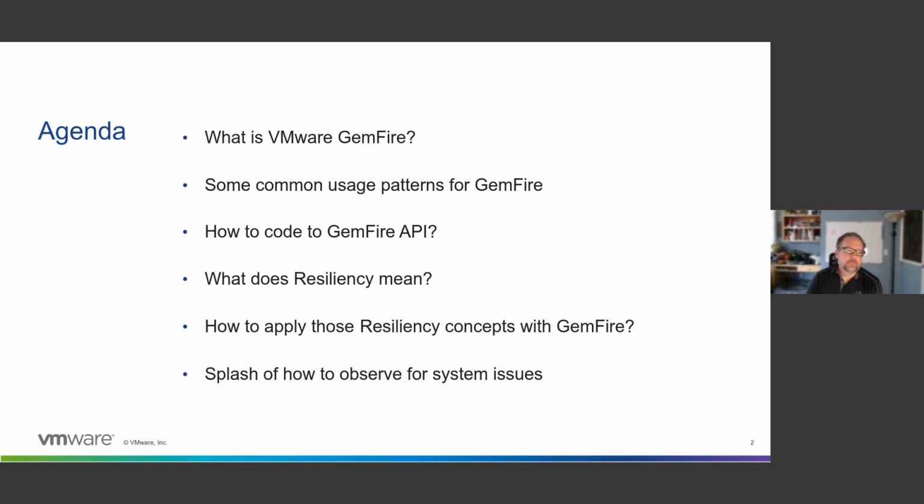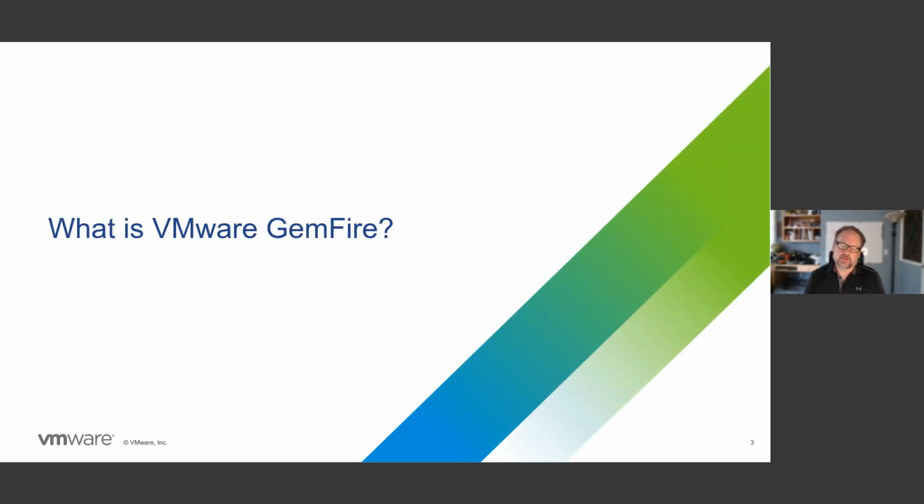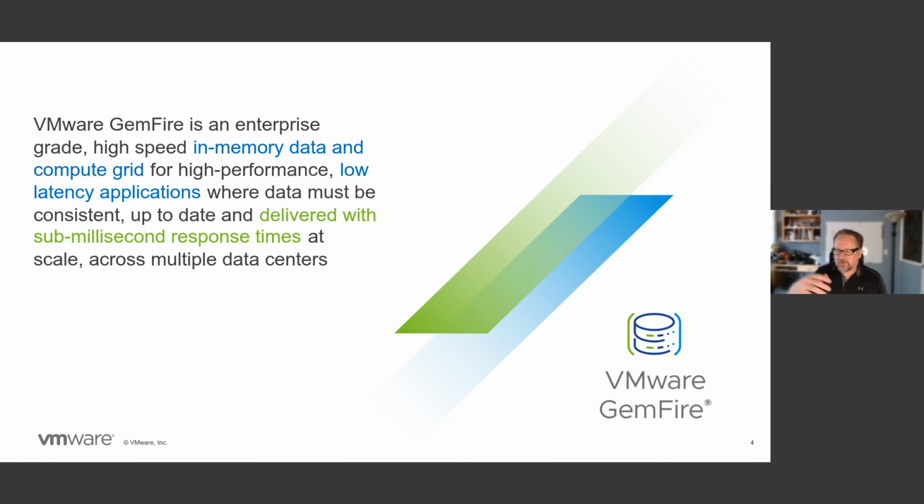All right, so let's go on to what VMware GemFire is. VMware GemFire is an enterprise high-speed in-memory data grid for high-performance, low-latency applications where your data needs to be consistent. If I'm thinking about a banking application, I put $5 in, I'm going to get $5 out. So consistency is really key in the architecture of GemFire. And those results are delivered in sub-millisecond response times. We're going to talk a little bit about why GemFire can live up to that sub-millisecond response time and how to scale, not just within a data center, horizontally and vertically, but across multiple data centers. How to deploy GemFire in a global pattern so that we can talk about resiliency not just from a data center or regional concept, but a global concept.